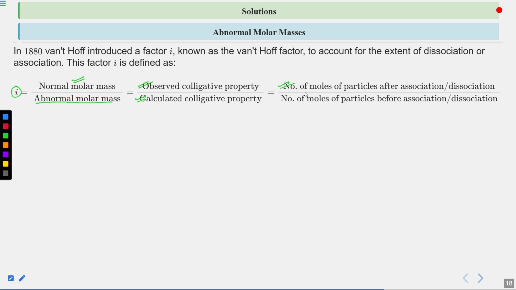So if you are talking about KCl, before dissociation, how many particles were there? 1. Total number of particles was 1. After dissociation, it means 2. Yes, observed means experimental. Both terms can be used. Now these are the three definitions of your van't Hoff factor i.